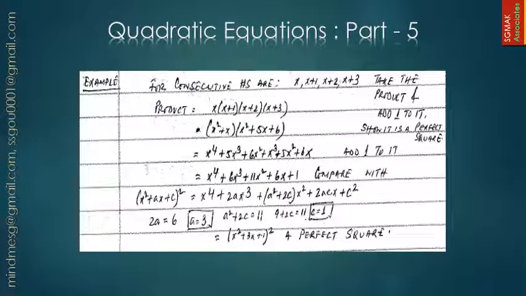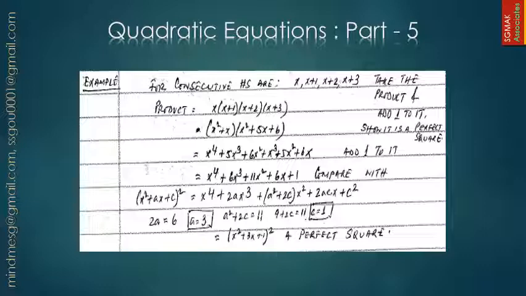You've got 4 consecutive numbers. You've got to show that if you take the product of 4 consecutive numbers and then add 1 to it, the result is a perfect square. So the numbers are x, x plus 1, x plus 2, and x plus 3. The product is x to the power 4 plus 6x cubed plus 11x squared plus 6x. Then you're adding 1 to it, so you add plus 1.